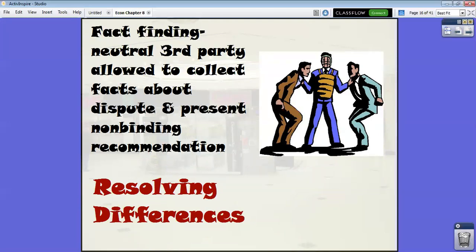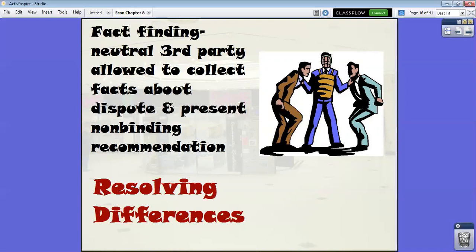Usually you see this when one side does not believe the other side is being honest and may be exaggerating either their demands or, if it's the employer, how much money they have or what they can financially do with regards to benefits. But similar to a mediator, the recommendation of the fact finder is not binding. They don't have to go along with it. It just is something that they can consider.